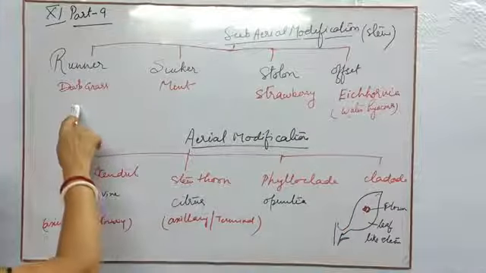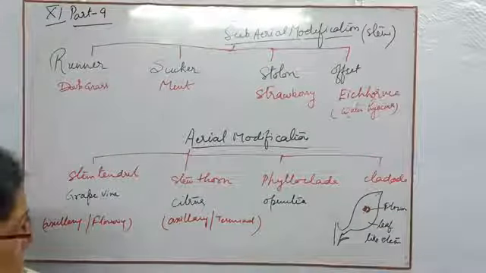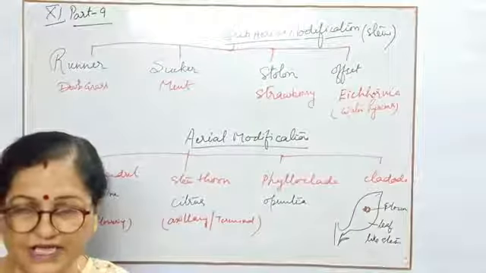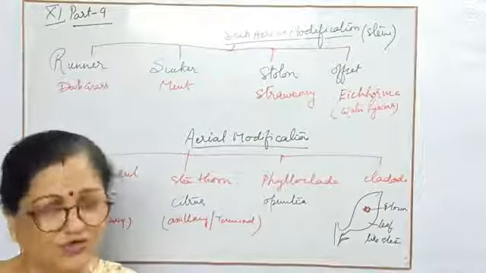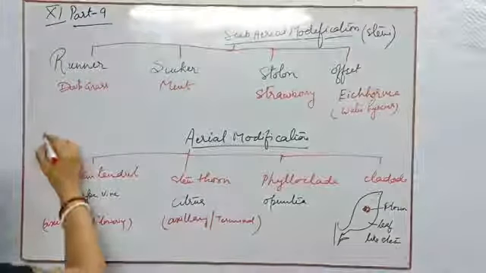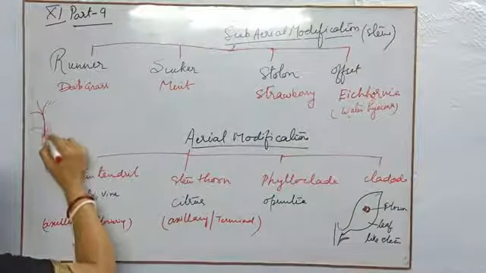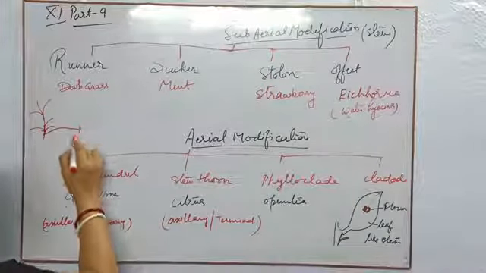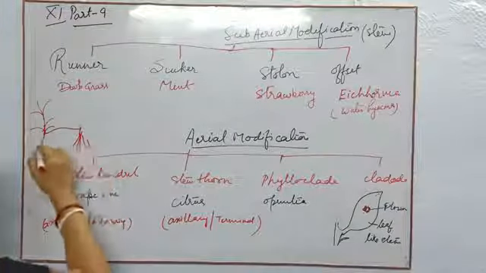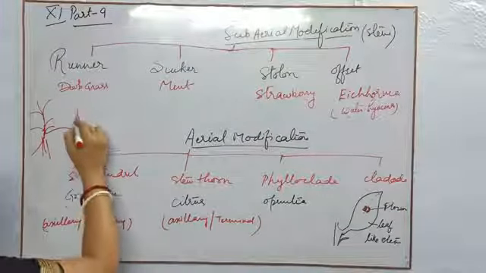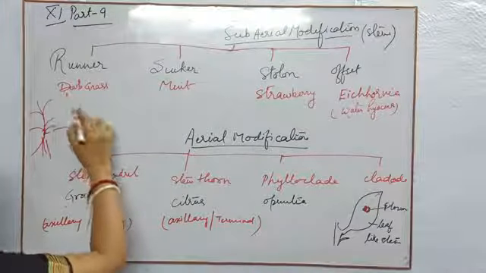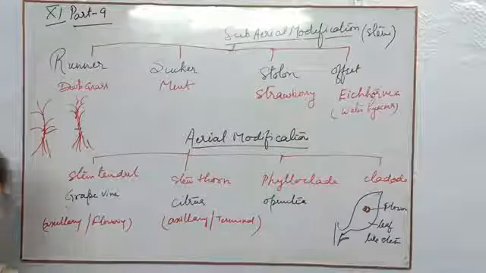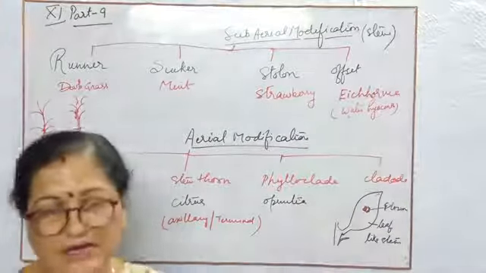First is given here doob grass. Children, everyone you know the doob grass. Doob grass always has a slender, thin stem along with the nodes and internodes. As they grow, one node comes to the soil and touches the soil, develops adventitious roots, and then from there a new plant will arise, and then this connection will be cut. That means the new plant detaches from the mother plant.